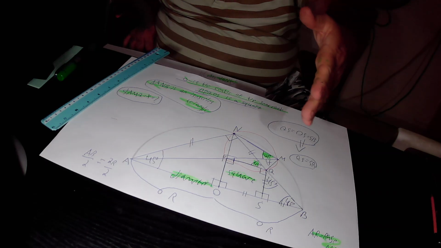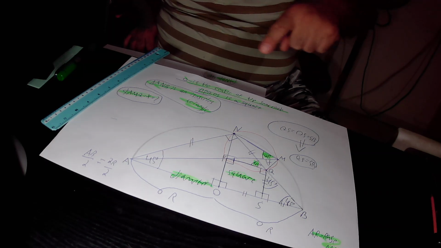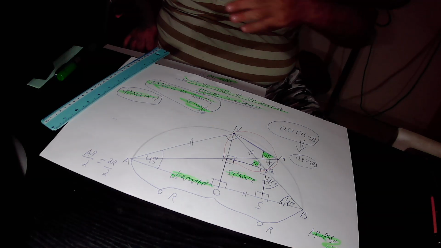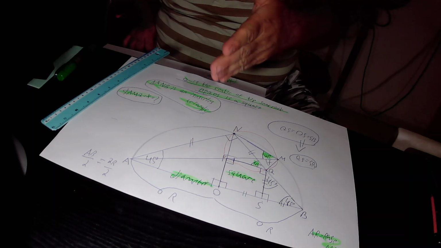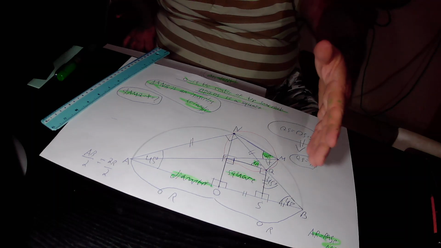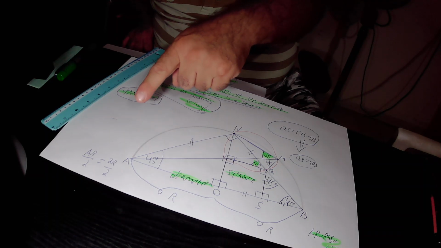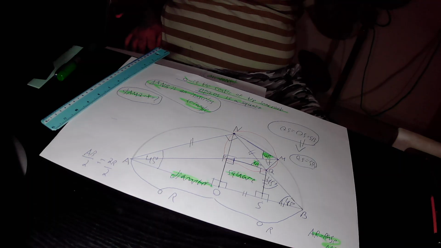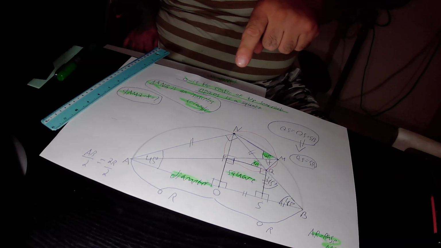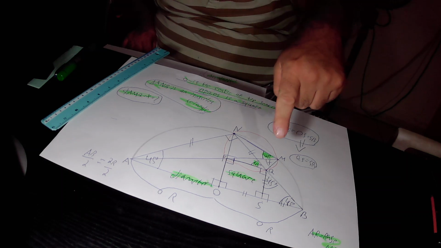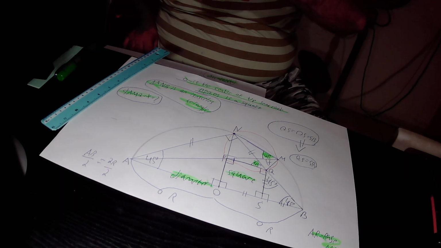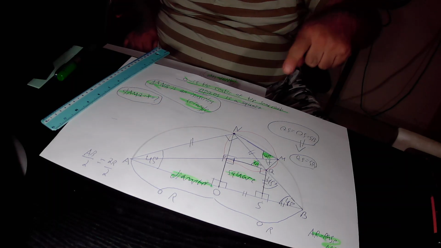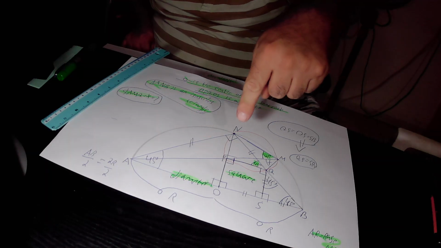AB is the base of the isosceles triangle ANB, and AB is also the diameter of this semicircle. So AB, a diameter, is twice as long as the radius. If the radius of this circle is R, then the diameter AB must be equal to 2R. So AB equals 2R. And if the perpendicular from point N bisects the diameter AB, it divides it into two halves. Each half must be equal to AB over 2, that is 2R over 2. 2R over 2 is R, so the first half is R, and the second half is also R.